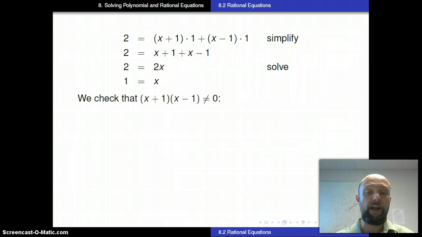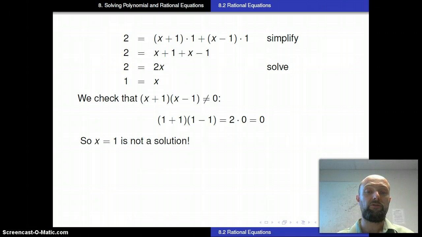But remember, we have to check that (x + 1)(x - 1) is not 0. So when we substitute 1 in there, we get (1 + 1)(1 - 1), which is 2 times 0, which is equal to 0. So this means that x = 1 is not a solution. Hence, there are no solutions.